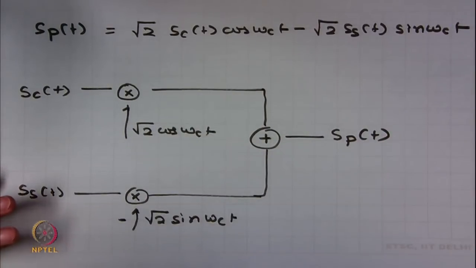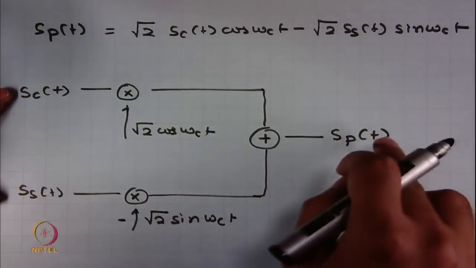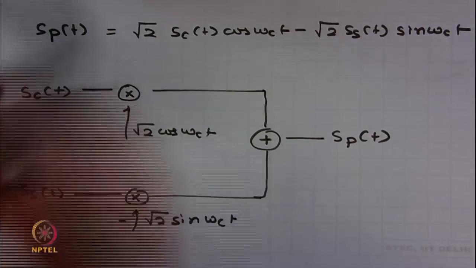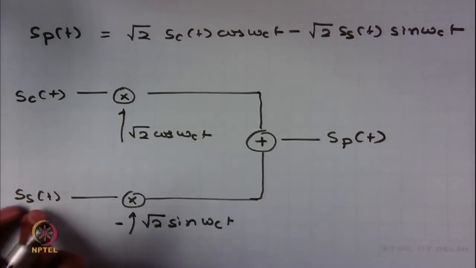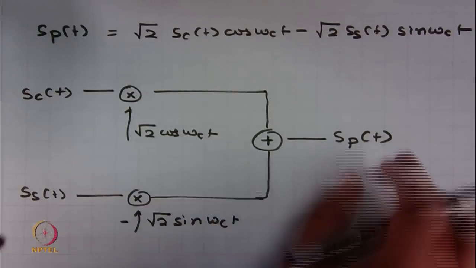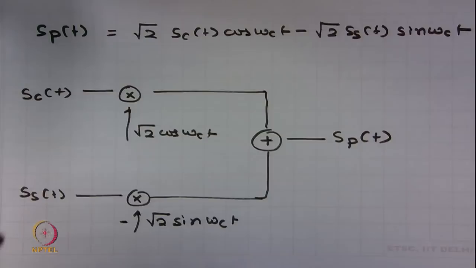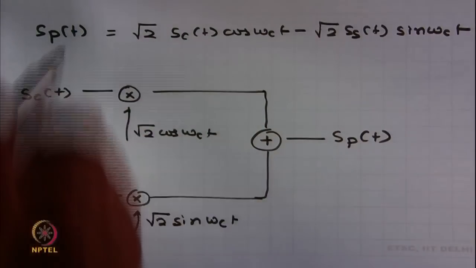So, this is how you can go from two real baseband signals to a passband signal. Okay. You produce them individually, multiply this with cos omega_c t, multiply the sine part with sin omega_c t with proper normalization factors, add them up and you get S_p(t). So, this is very straightforward. How can we go from S_p(t) to S_c(t) and S_s(t)?